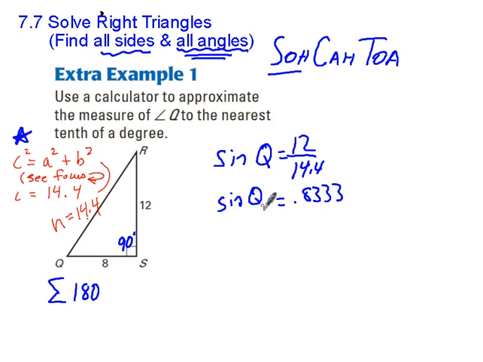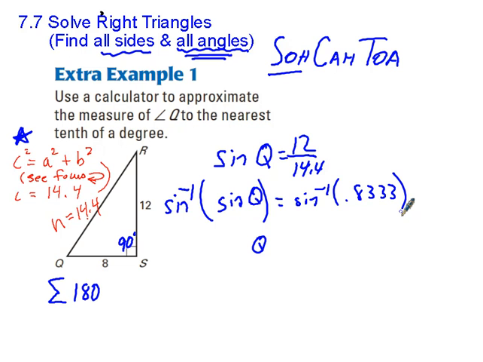And just like with multiplication, we undo it with division. Addition, we undo with subtraction. Squaring, we undo with square rooting. We can undo sine functions to find out what q is by taking the sine inverse of both sides. Let's clean that up and make a little more room there so it's clearer. So we get the sine inverse of that 0.8333, and that will tell us what q is.